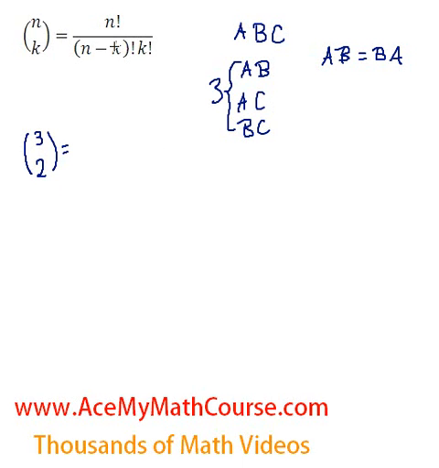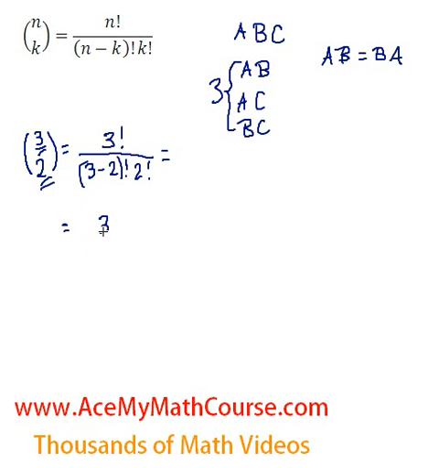And I'm just going to use the formula to prove that that would be the case. So N in this case is just 3 factorial over 3 minus 2 factorial, because our K here is 2, times K again, which is just 2. And I'm assuming that you're comfortable with factorials already. If not, you can check them out on our website.